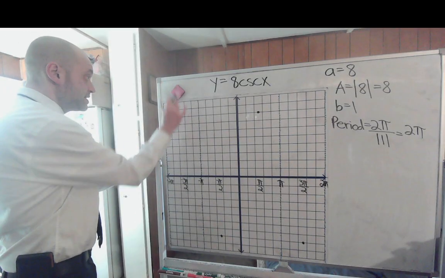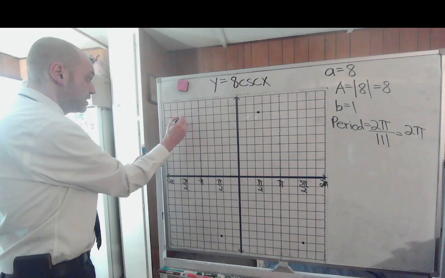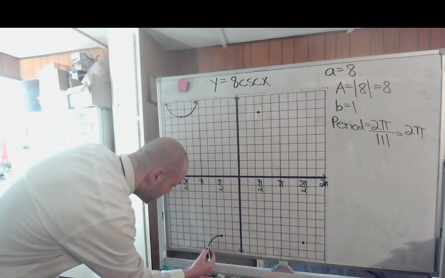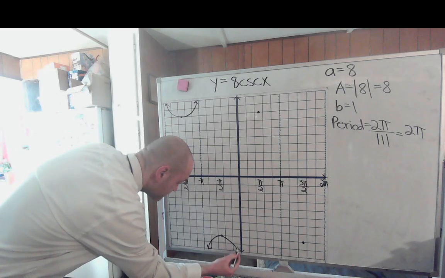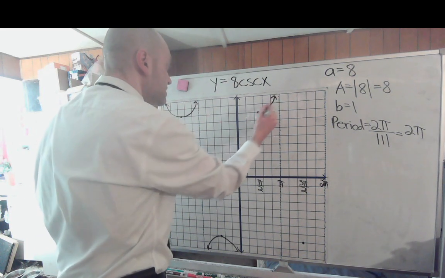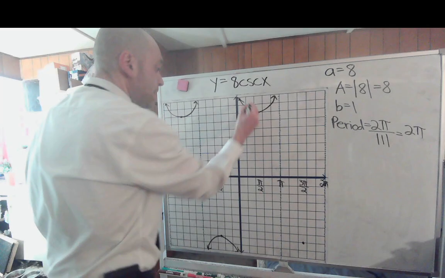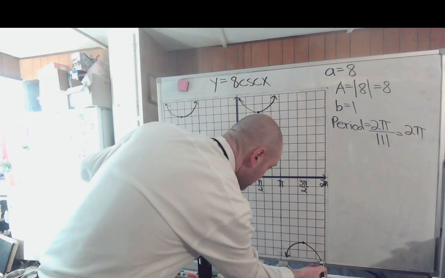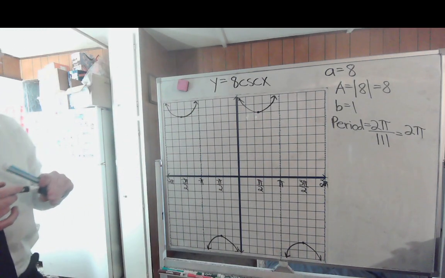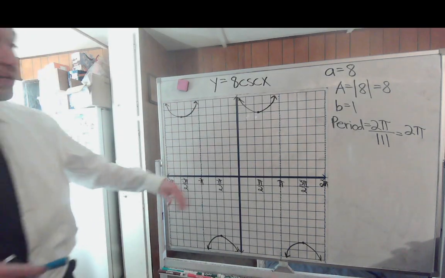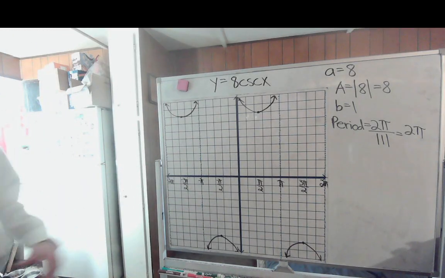So up at 8, it's going to be like this. Down at negative 8, it's going to point down. And then here's another one up at 8. And then down at negative 8. So there is the graph of y equals 8 cosecant of x. That's quite a spread between the positive and negative values, isn't it?